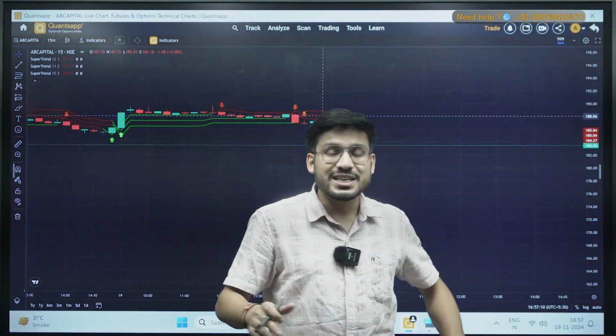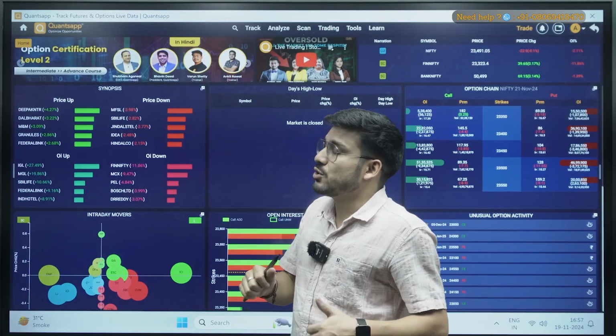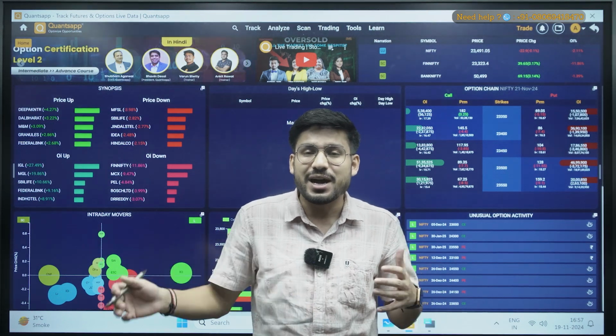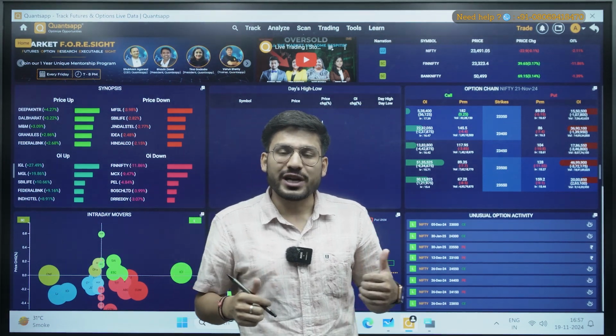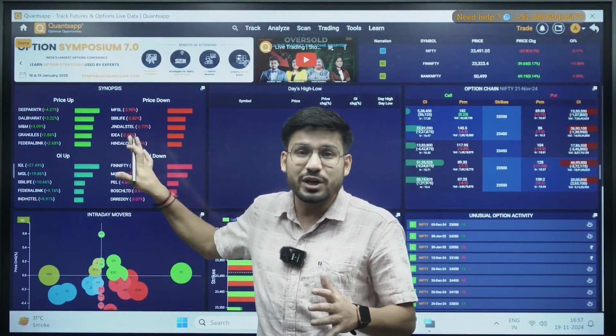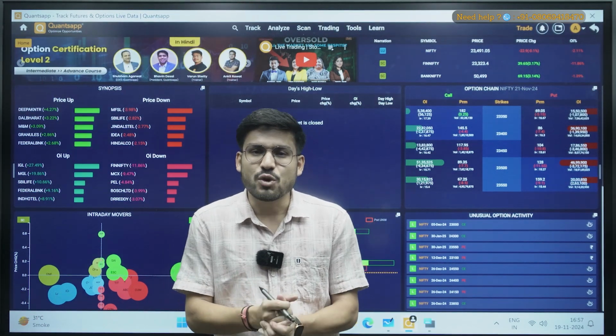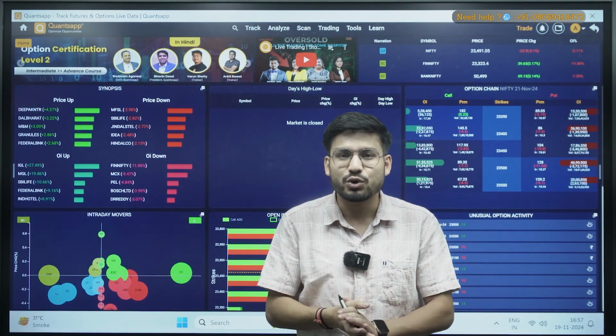So this is one strategy that you can use if you are confused about how long you have to hold your trade, and you are not able to get the proper profit or proper movement. This is one strategy that you can use to enjoy the movement, the trend of the market, right? So I hope the concept is clear. I hope you got to know something good today.